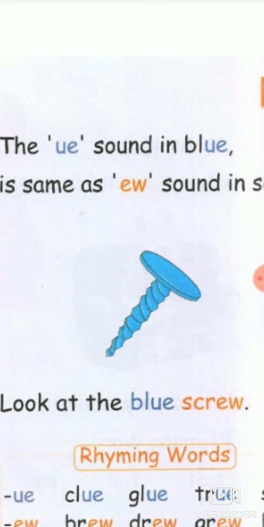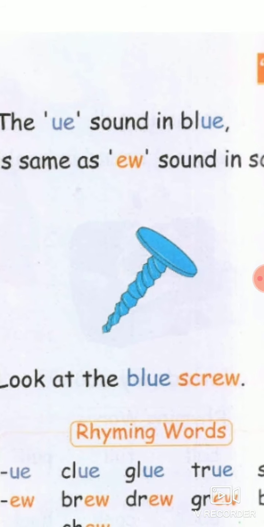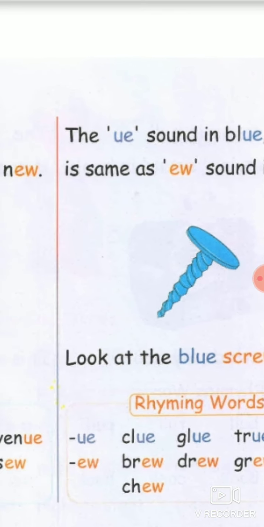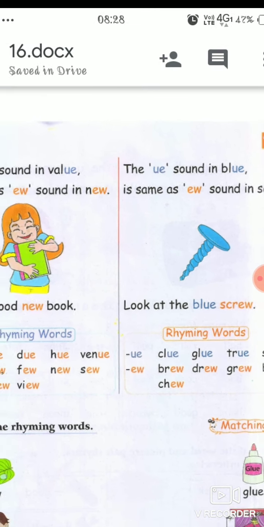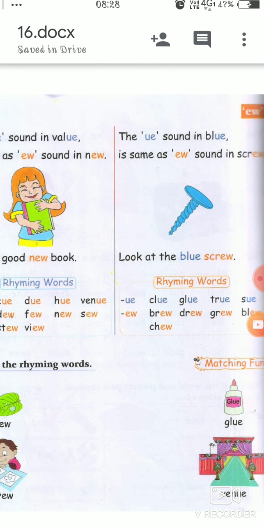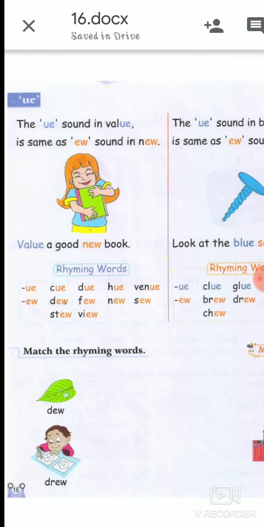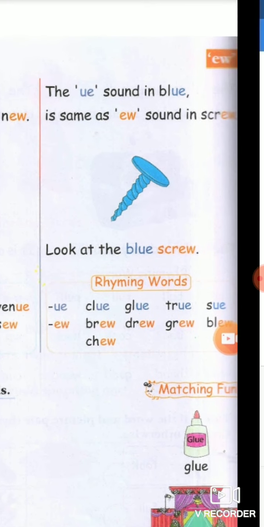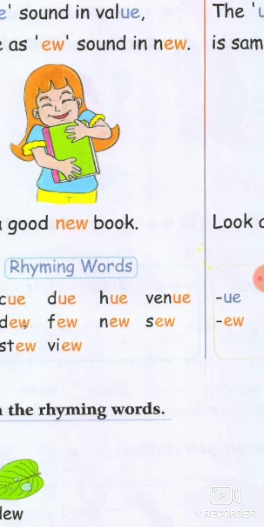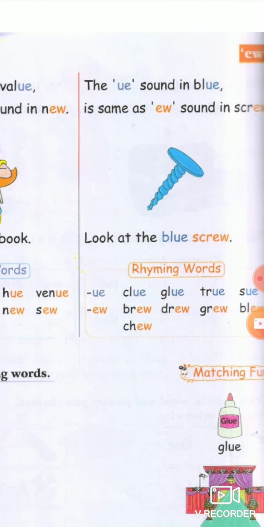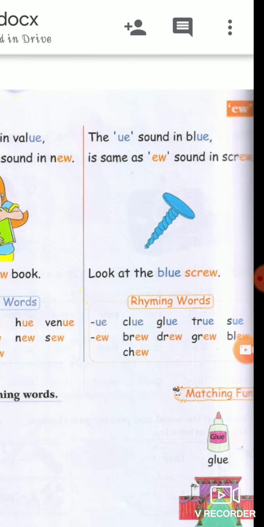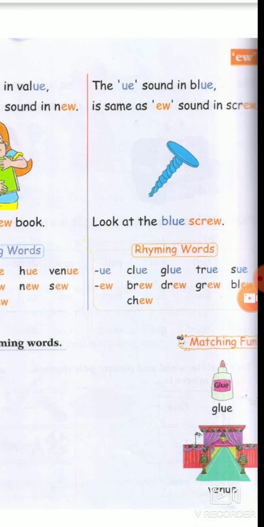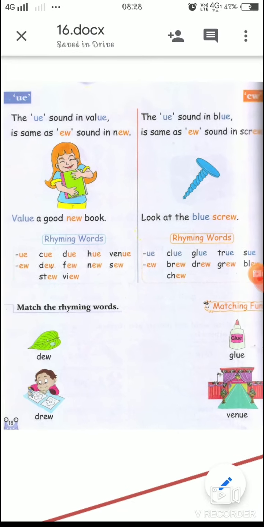दोनों के sound क्या है children? Same. OO. What is the sound? OO. Screw. Blue. But the difference in between both is that it is the short sound and it is the long sound. Okay, so what is it? It is the short sound and it is giving the long sound. Blue. Screw.